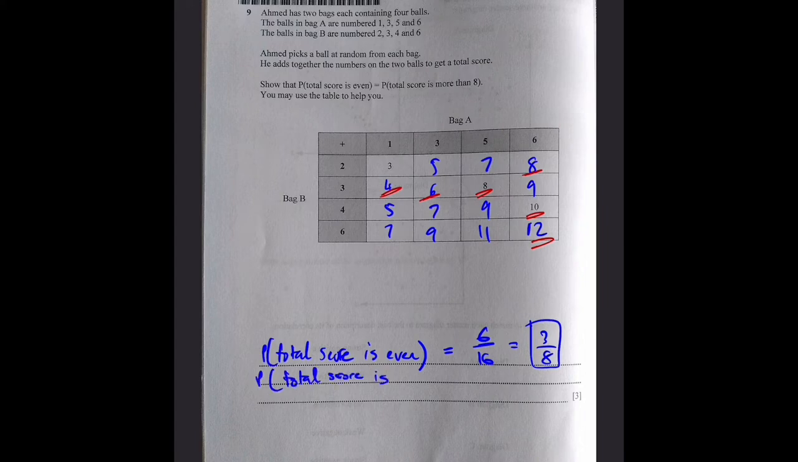Probability of getting more than 8. How many numbers more than 8 do we have here? So also 6 over 16, which is 3 over 8. So they are equal. The probabilities are the same.